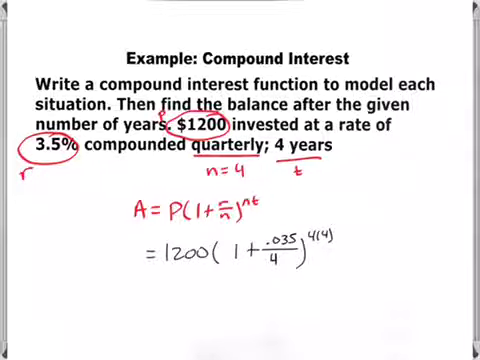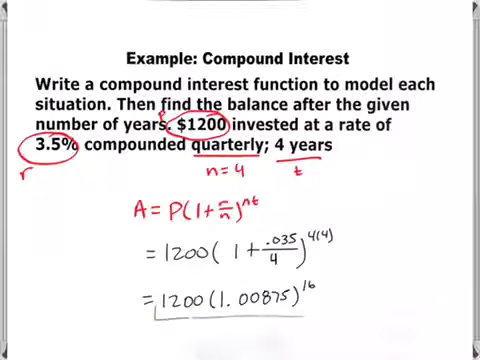I will simplify what's in the parentheses first just to make it a little easier here. So 1 plus this, we end up with 1.00875 to the 16th power. So this is what I want to put in my calculator. And so after 4 years, our value is $1,379.49.